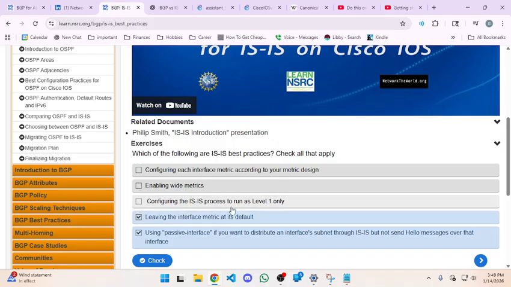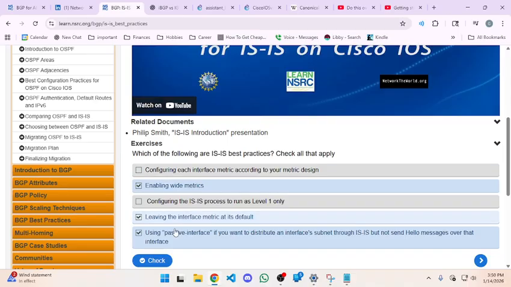Configuring the ISIS process to run as level 1 only, definitely not. Enabling wide metrics, oh, definitely. Configuring each interface metric according to your metric design.